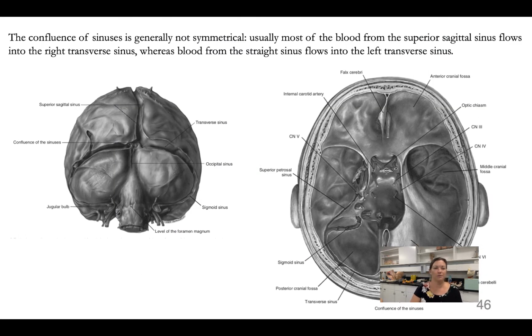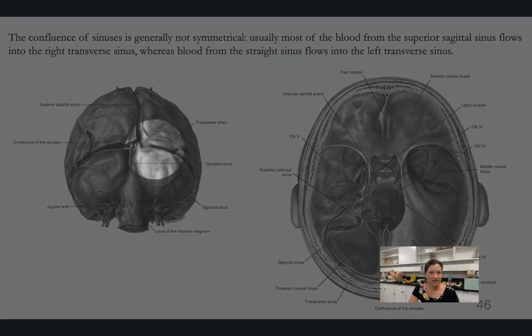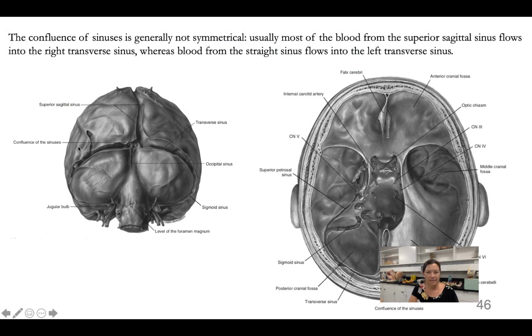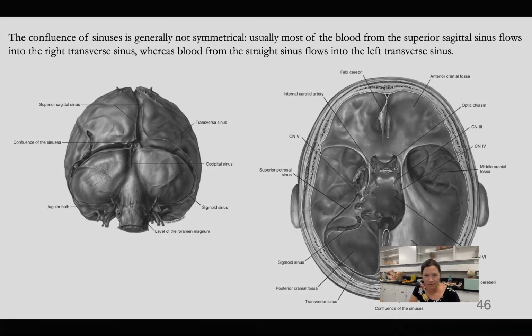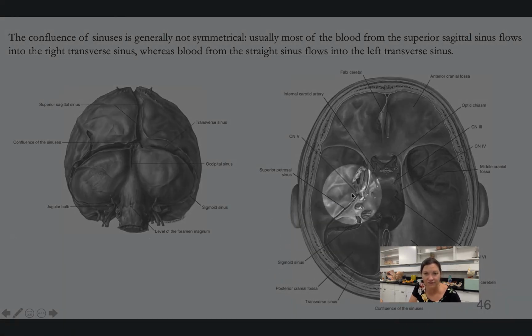So now I know in 326, we kind of just learned confluence of sinuses. It's actually generally not symmetrical. Most of the blood from the superior sagittal sinus flows to the right, whereas blood from the straight sinus flows left. And so as a result, the right is often bigger. So the right transverse sinus is slightly larger compared to the left transverse sinus. And you can kind of see the path of both of them here. And this is a good view, actually, of the superior petrosal sinus.